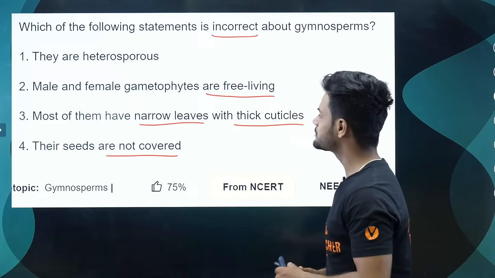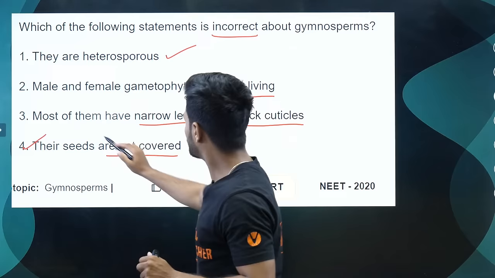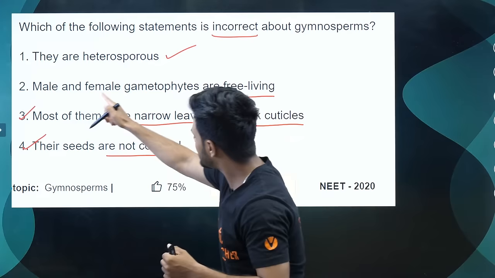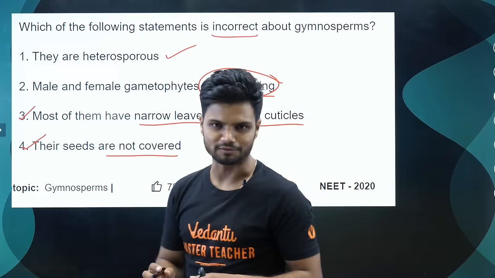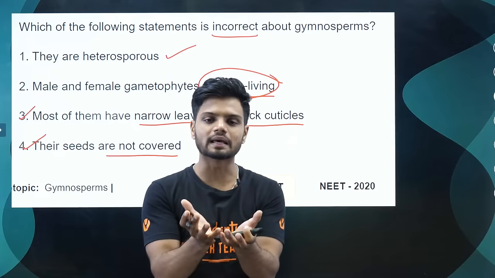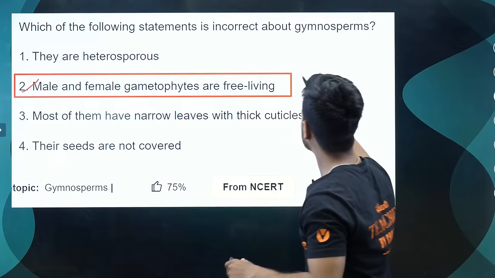Exactly, tell me, students. We know they are heterosporous. We know the seeds are not covered. That's why they're called naked seeds, right? Most of them have narrow leaves with thick cuticle. In the case of Pinus, you might have seen narrow leaves. Thick cuticle is the adaptation. Now, male and female gametophyte are free living. Didn't we just learn? In the case of your gymnosperms, the female gametophyte is not independent. The female gametophyte is dependent on the sporophyte. So your option B is the imposter here. That is, male and female gametophytes being free living is wrong. The gametophyte is dependent on the sporophyte.